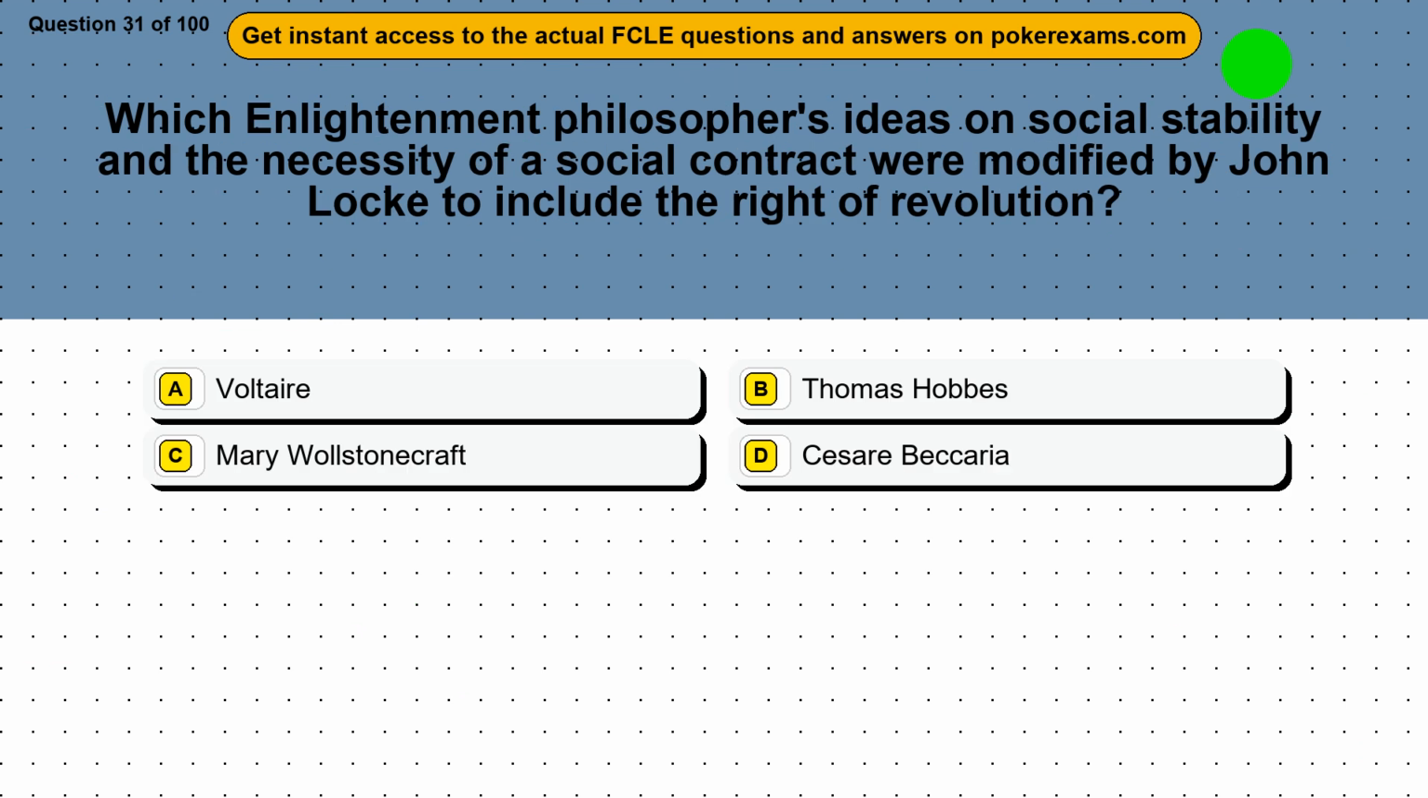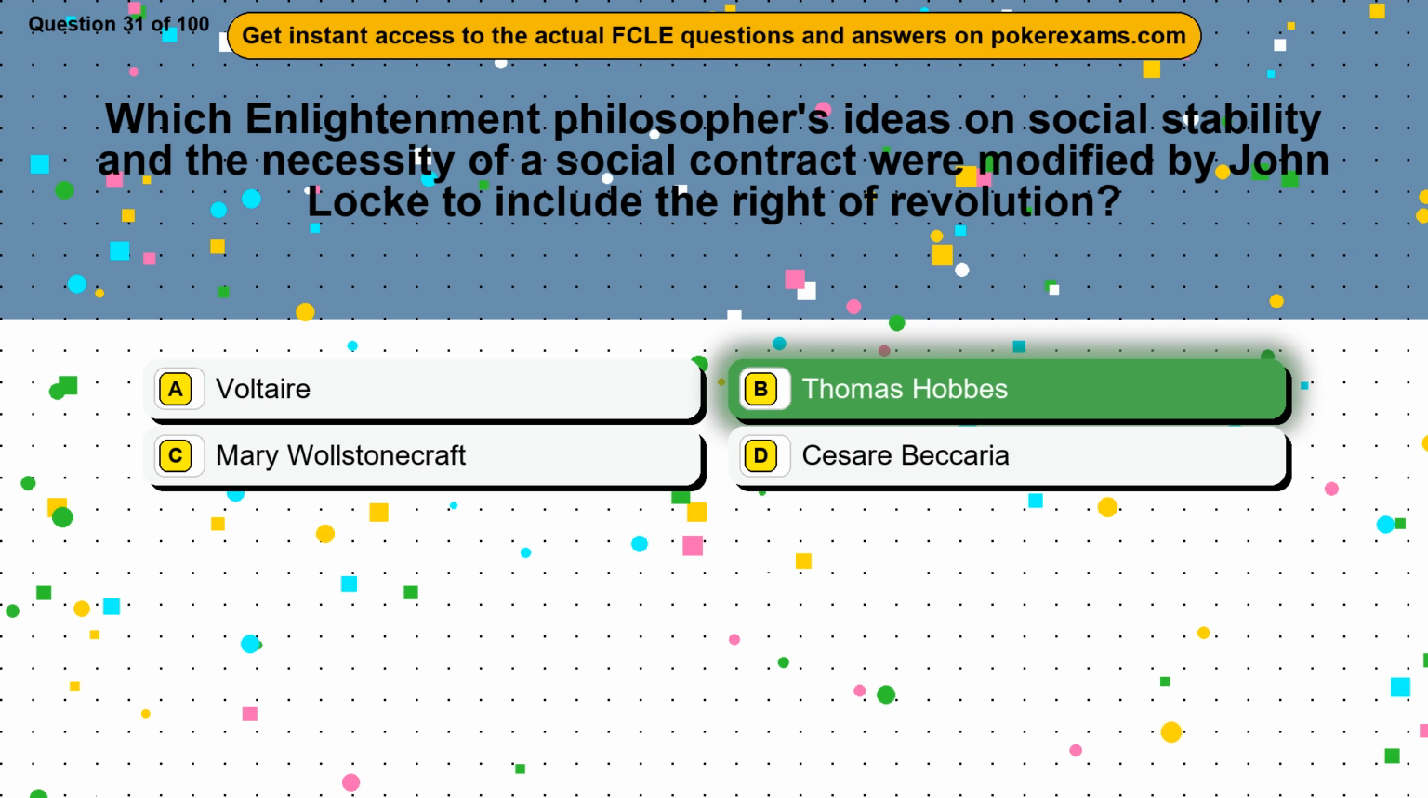Question 31. Which Enlightenment philosopher's ideas on social stability and the necessity of a social contract were modified by John Locke to include the right of revolution? Option A. Voltaire. Option B. Thomas Hobbes. Option C. Mary Wollstonecraft. Option D. Cesare Beccaria. The correct answer is option B.